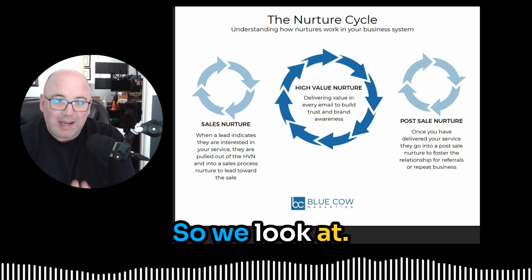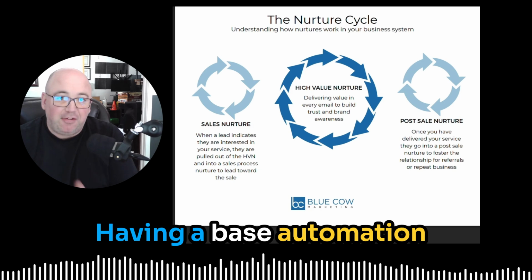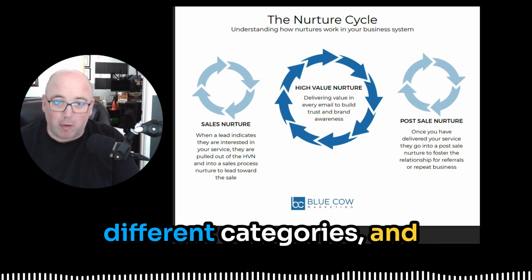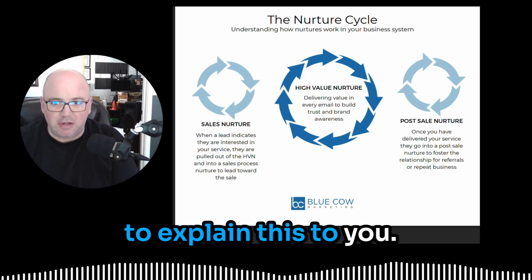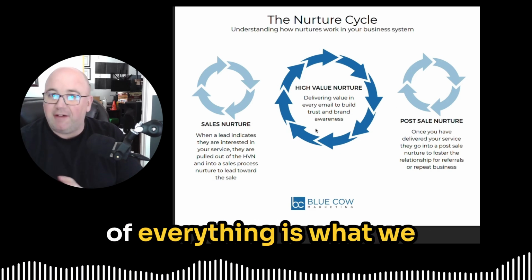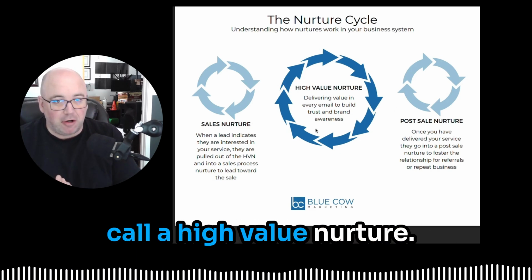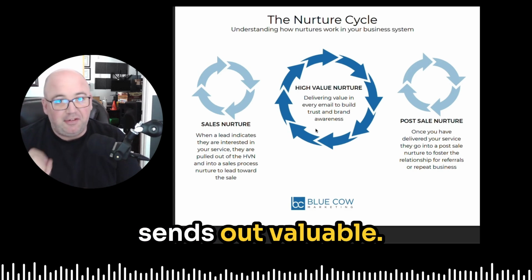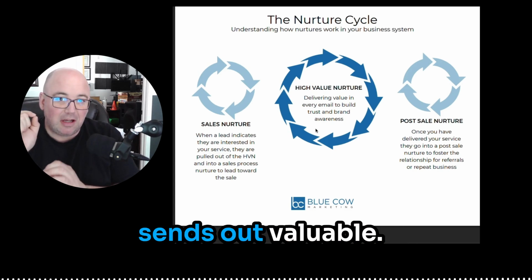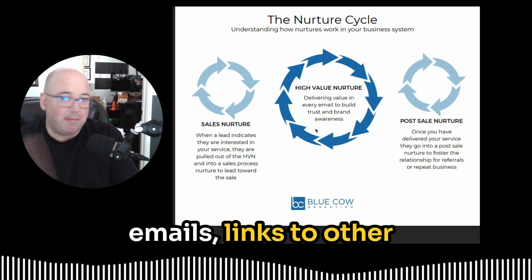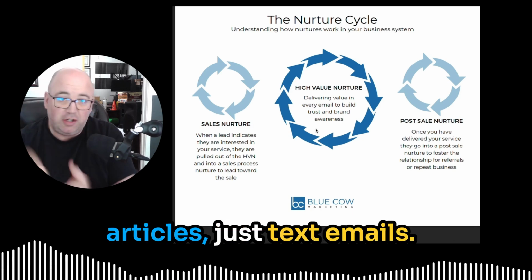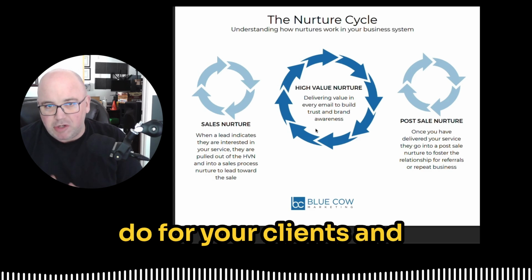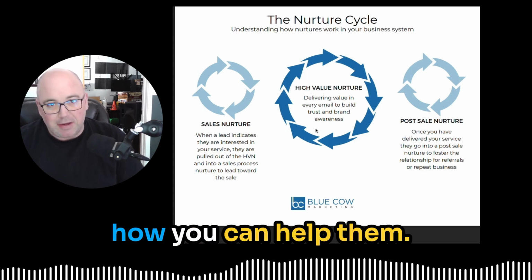So we look at having a base automation when working with clients. And it really spawns into three different categories. And I want to take a moment to explain this to you. So in the middle, the cycle of everything is what we call a high value nurture. Now, a high value nurture is essentially an automation that sends out valuable content. It can be podcasts, emails, links to other articles, just text emails that gets people thinking, but it needs to be in line with what it is that you do for your clients and how you can help them.